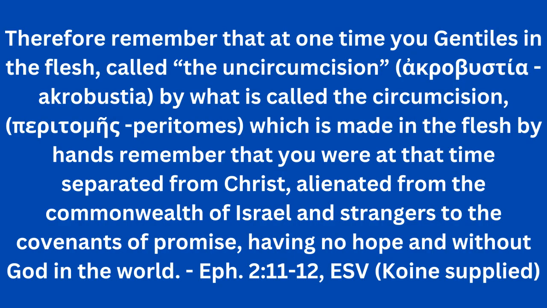And this is from the ESV, and I have included our words of the week. Therefore, remember that at one time you Gentiles in the flesh, called the uncircumcision, akrobustia, by what is called the circumcision, paratome, which is made in the flesh by hands, remember that you were at that time separated from Christ, alienated from the commonwealth of Israel, and strangers to the covenants of promise, having no hope and without God in the world. So he says that the uncircumcision group, the akrobustia, the foreskin people, were not a part of the covenant, cut off from Christ, cut off from salvation, with no hope or no God in the world.